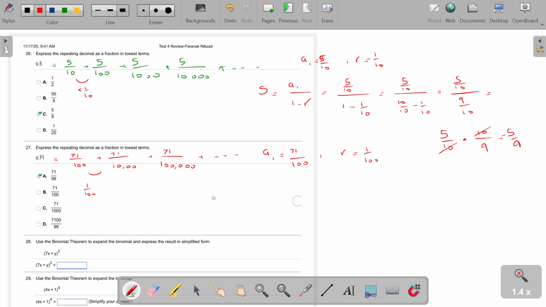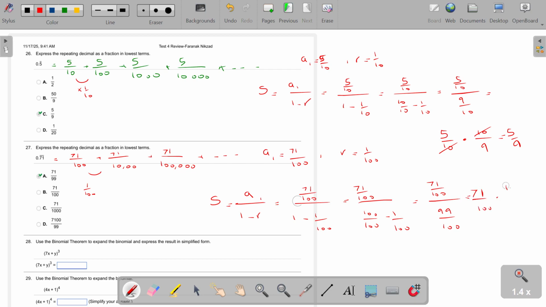So I'm going to use the sum formula, which is A1 over 1 minus R. A1 is 71 over 100, over 1 minus 1 over 100. This 1, I can write as 100 over 100 minus 1 over 100. So 71 over 100 over 99 over 100. Keep, change, flip. 71 over 100 times 100 over 99. They cancel, and it's equal to 71 over 99. So this is the answer.